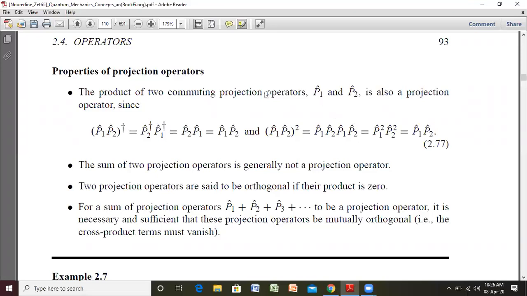If two commuting projection operators P1 and P2 are multiplied, the product is also a projection. The product of two projection operators is always a projection operator. Now P1 is a projection operator, so P1 square is equal to P1 according to the definition, and P2 is also a projection operator, so P2 square is equal to P2. So P1 P2 whole square is equal to P1 P2, and P1 P2 dagger is equal to P1 P2. So if you have two projection operators P1 and P2, then their product is also a projection operator. This is the result. And the sum of two projection operators is not in general a projection operator.